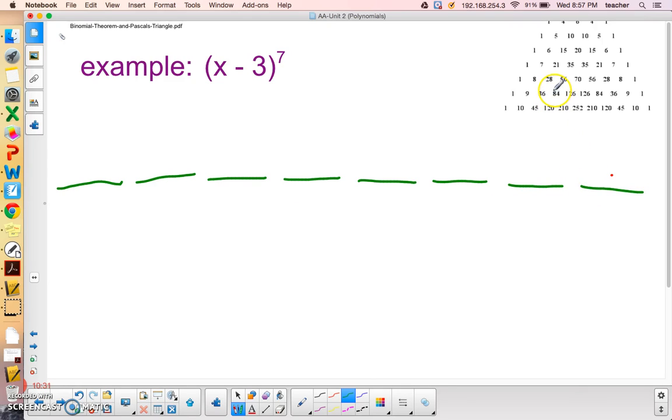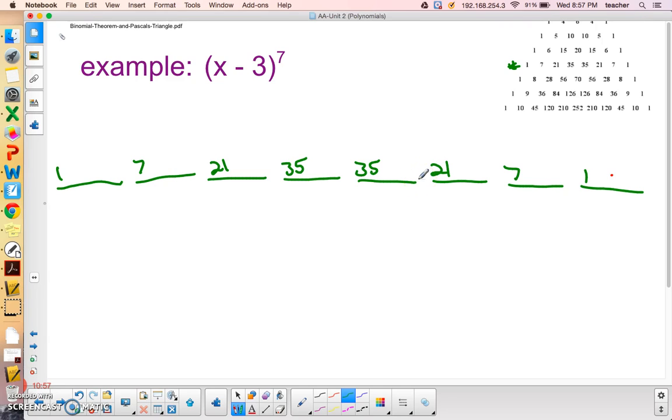Our coefficients are going to be 1, 7, 21, 35, another 35, and we're working backwards. Remember, this is symmetric: 21, 7, and 1. This is coming right from the row in Pascal's triangle.